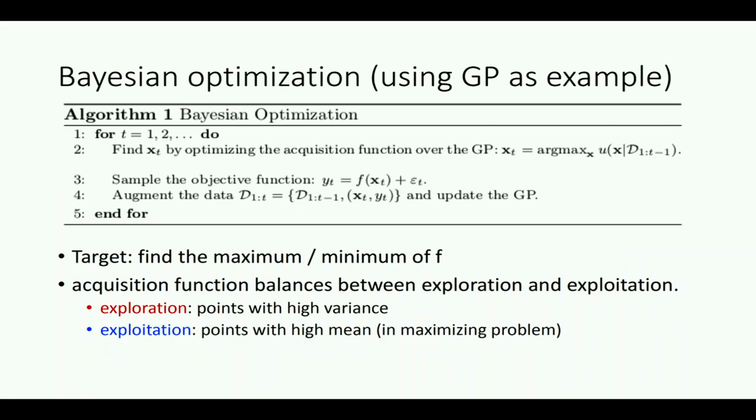Versus in exploitation, you want to actually optimize the problem. So we will lean towards points that have a higher mean, because the mean is telling us about the value of this point. So a lot of these acquisition functions we will see are inherently some function of the two terms, the variance and the mean.